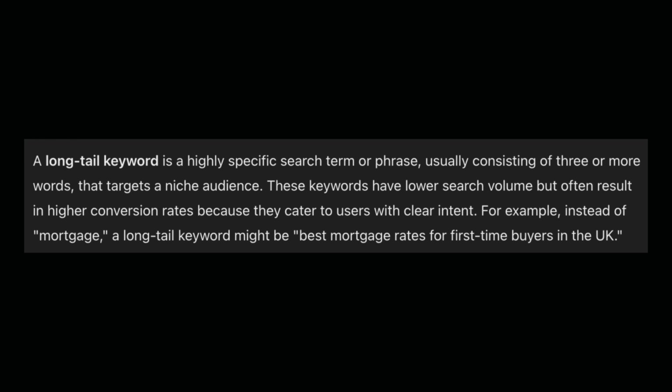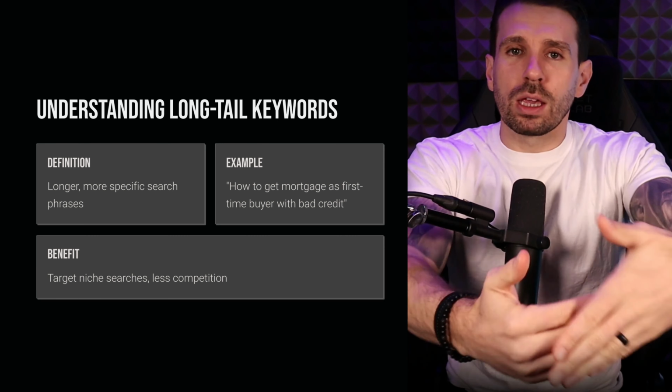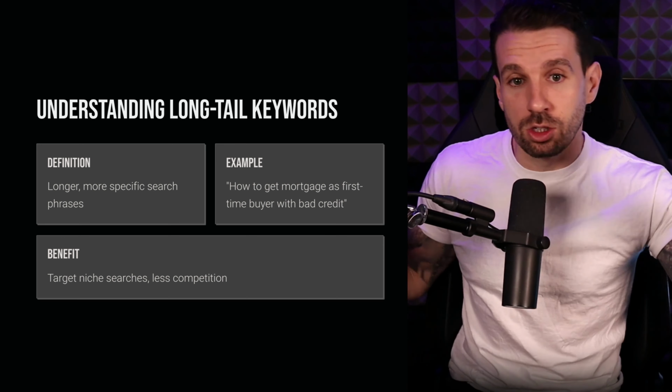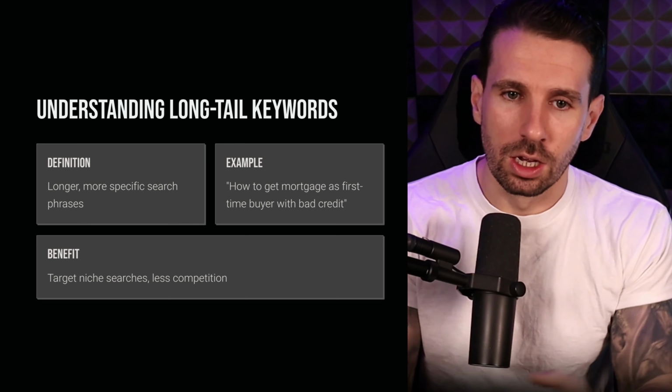From there, what you then ask is, can you give me a list of long tail keywords that you would recommend for this blog? Now, a long tail keyword is effectively a long search term. So for first-time buyer, it might be how to get a mortgage as a first-time buyer. It might be how to get a mortgage as a first-time buyer with bad credit, or how to get a mortgage as a first-time buyer with no deposit. So it's all these different long tail keywords. It will give you a list of them, probably between 10 and 30, depending on the topic and how much is out there.